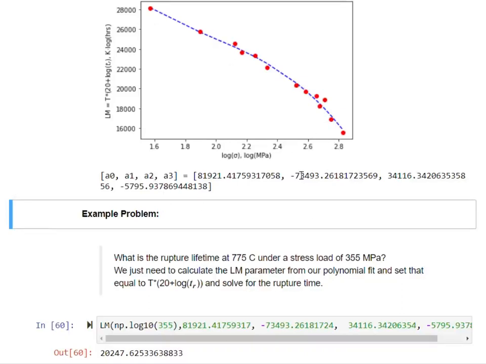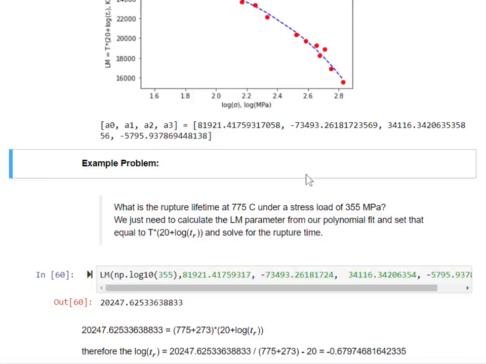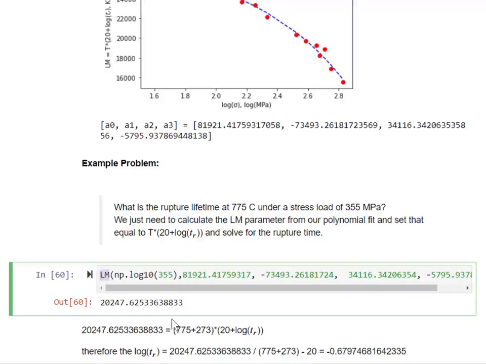All right, so let's look at an example problem. Let's say we want to know the rupture lifetime at 775 C with a 355 megapascal applied load. So what do we do? We want to calculate the Larsen-Miller parameter. So we'll go ahead and use our polynomial fit, which we called LM. We only need one value out, so we're going to give it the log of the stress. So here it is, np.log base 10 of the stress, which is 355.